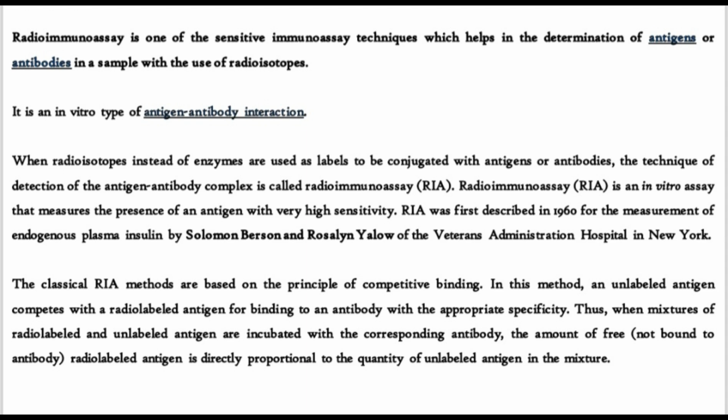The classical RIA methods are based on the principle of competitive binding. In this method, an unlabeled antigen competes with a radiolabeled antigen for binding to an antibody with the appropriate specificity. Thus, when mixtures of radiolabeled and unlabeled antigen are incubated with the corresponding antibody, the amount of free radiolabeled antigen, not bound to antibody, is directly proportional to the quantity of unlabeled antigen in the mixture.